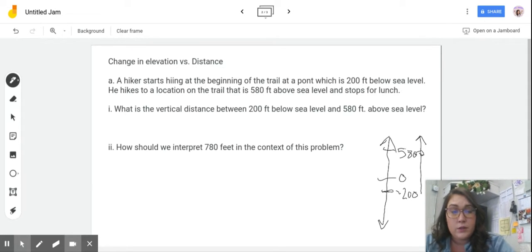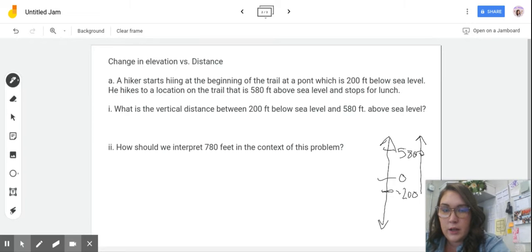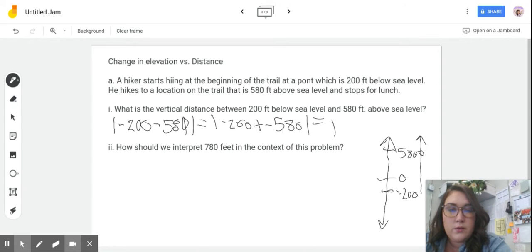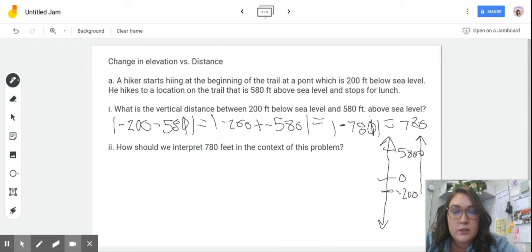Okay. And so we have to figure out what is the vertical distance between 200 feet below and 500 feet above. So we are going to try and look at, okay, if I go from negative 200 and then to 580, that is going to equal negative 200 plus negative 580. Okay, which equals, if I do that math, negative 780. But because we're talking about distance, it's still absolute value. So the vertical distance between is 780 feet.